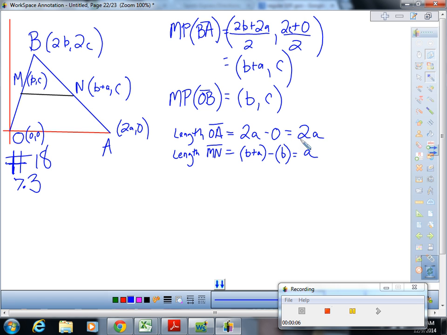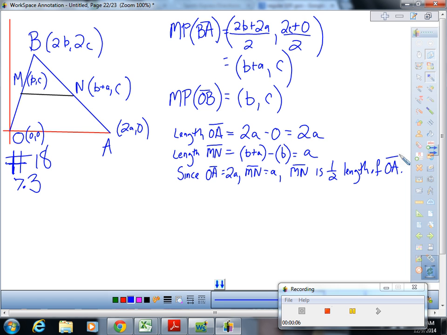Now, I'm going to assume that the person grading this, like on the PARCC test, is an amateur. So I'm going to write everything out so that I can leave nothing up to his or her judgment. So, since OA is 2a and MN is a, MN is 1/2 the length of OA. So far, so good?